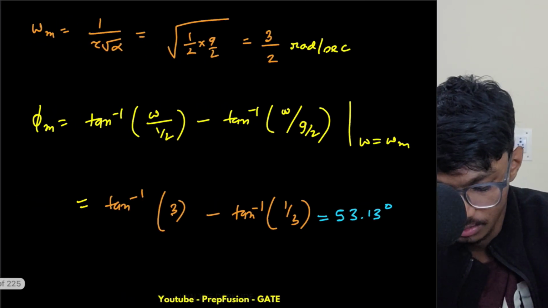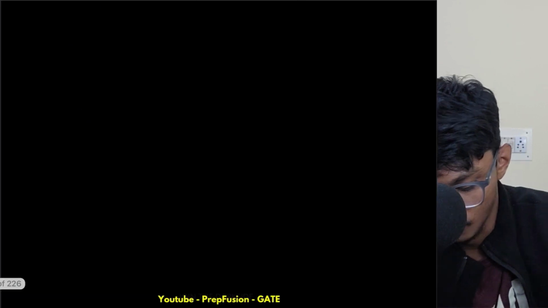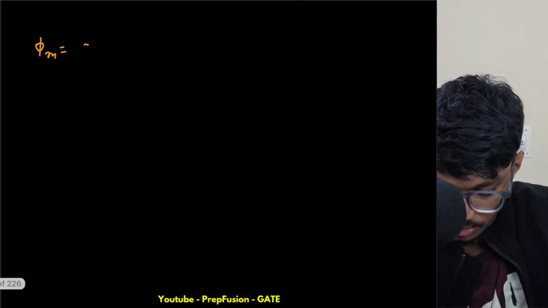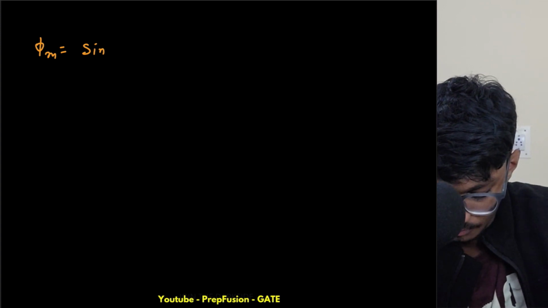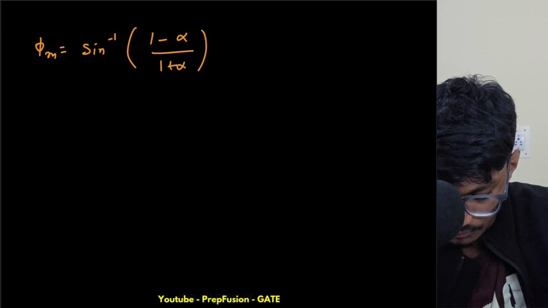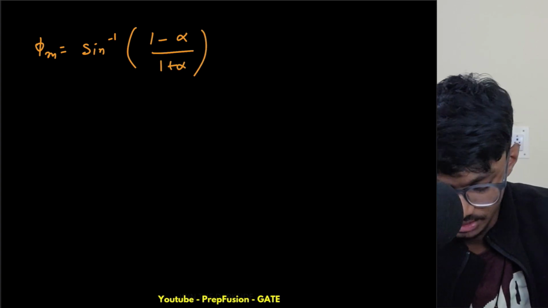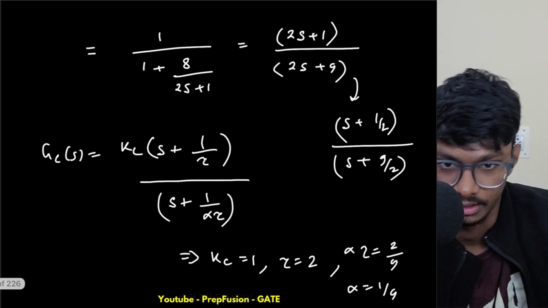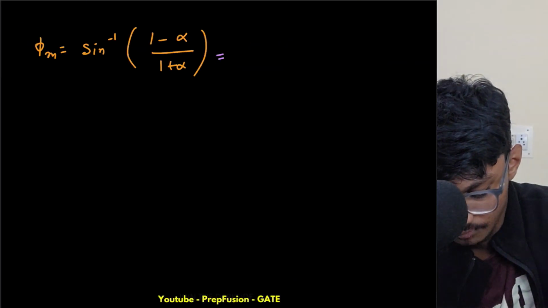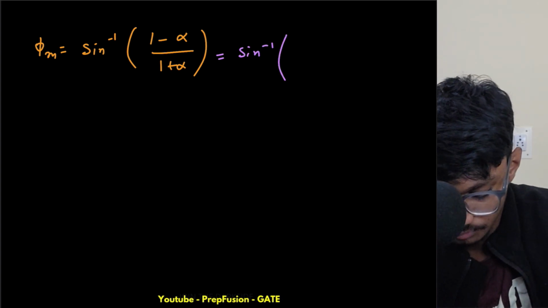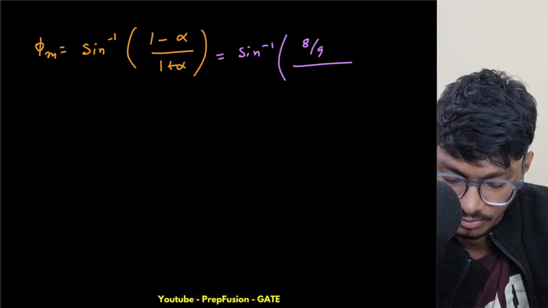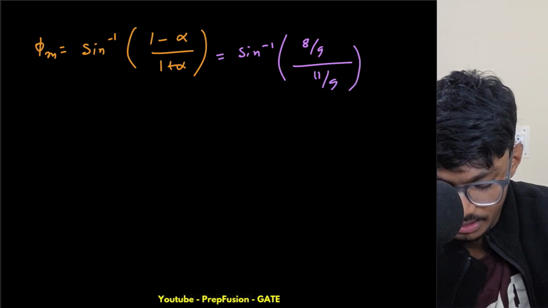Now another method you could have used is, if you remember the formula of phi m directly: phi m equals sine inverse of (1 minus alpha) divided by (1 plus alpha). What is my alpha? Alpha is 1 by 9. So you directly put the value of alpha: sine inverse of 1 minus 1 by 9, which is 8 by 9, divided by 1 plus 1 by 9, which is 10 by 9.